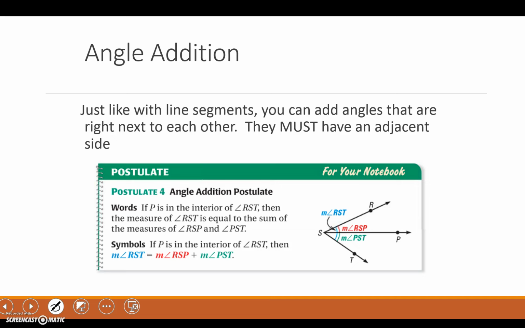So, just like with line segments, we can add angles together. The whole thing is that they have to be adjacent, which means they're sharing one side, like this one here. So if we were to add the top angle and the bottom angle, we're allowed to do that. We can get a total for the measure of angle RST. So that's the angle addition postulate. Remember, postulate means we don't have to prove anything about it. But as long as this point here is inside of angle RST, then the measure of RST is equal to the sum of the measures of RSP and PST.